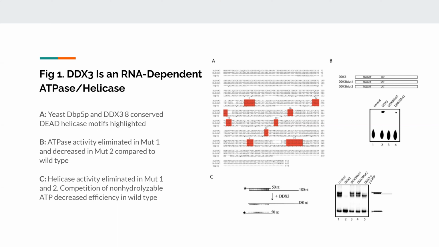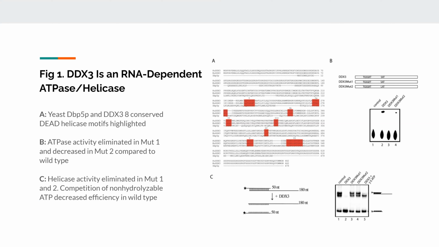A negative control and wild-type DDX3 were also added, and then ATPase activity was tested by hydrolysis of ATP in the presence of RNA. Results show that DDX3 hydrolyzed ATP efficiently, as seen in Figure 1B, lane 2. However, DDX3 mutant 1 lost ATPase activity, while DDX3 mutant 2 had its ATPase activity significantly reduced, as seen in Figure 1B, lanes 3 and 4.